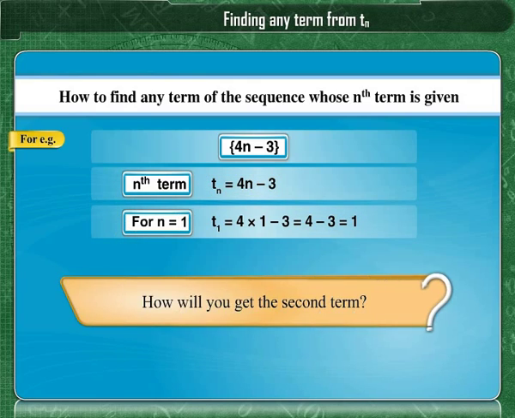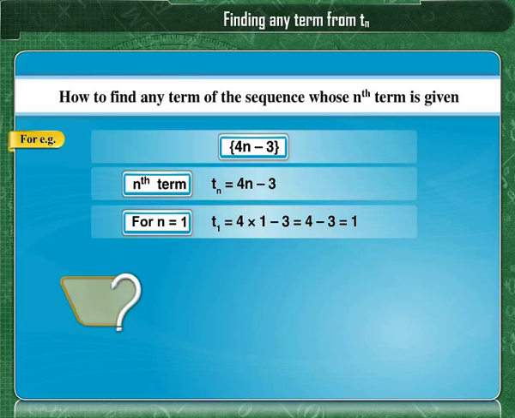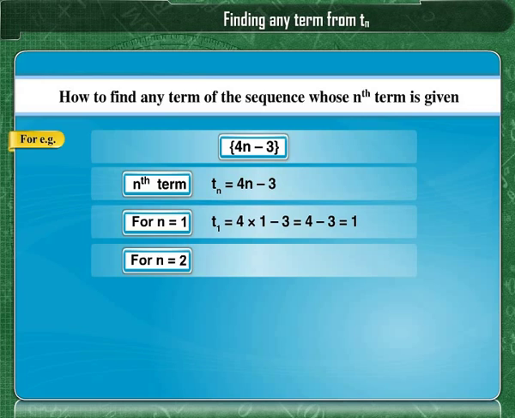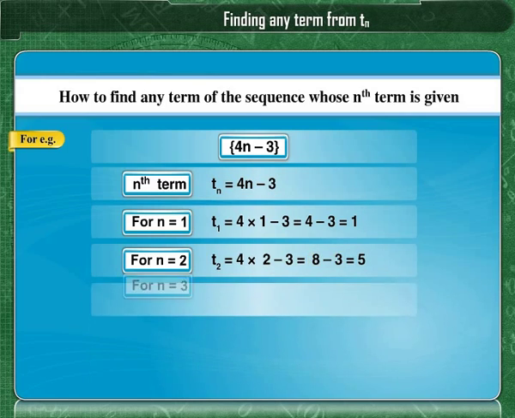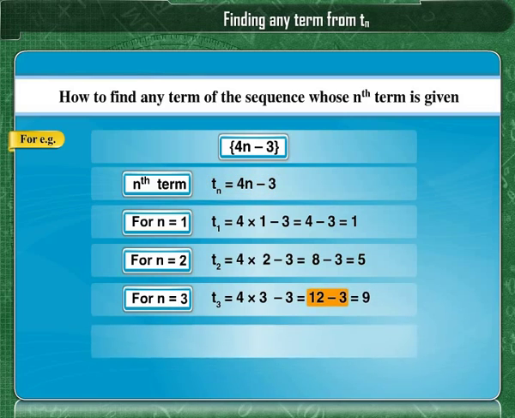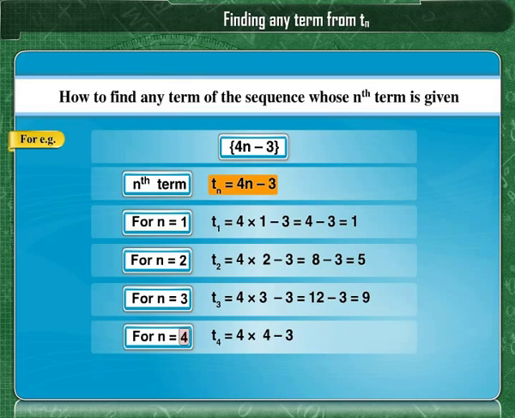How will you get the second term? To get the second term, substitute n is equal to 2. Therefore, T2 is equal to 4 into 2 minus 3, which is equal to 5. Similarly, T3 is equal to 4 into 3 minus 3, which is equal to 9. T4 is equal to 4 into 4 minus 3, which is equal to 13.